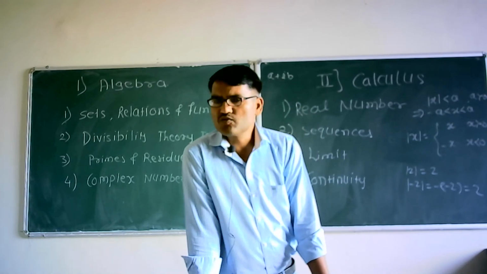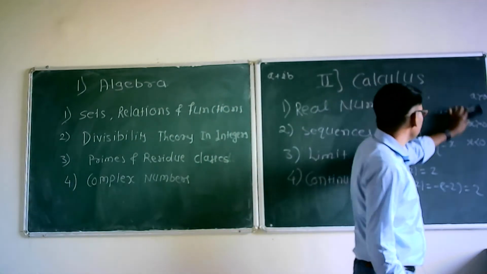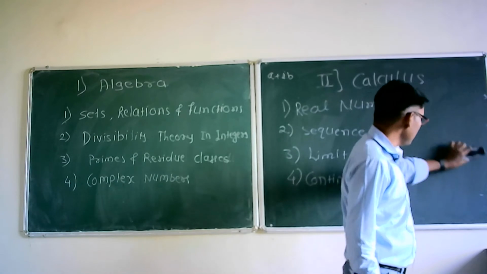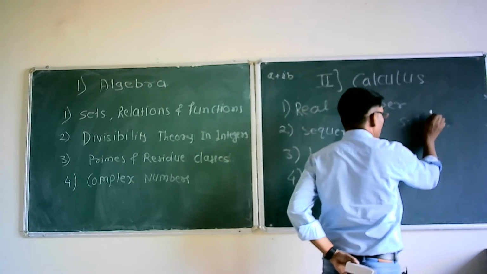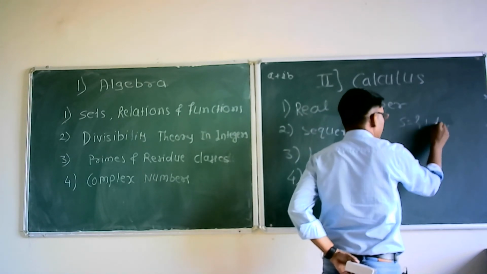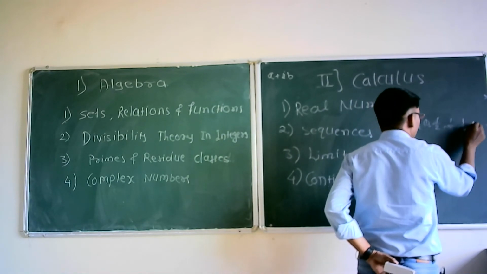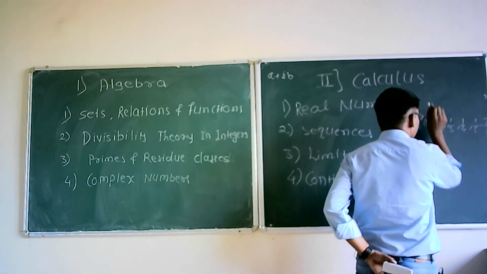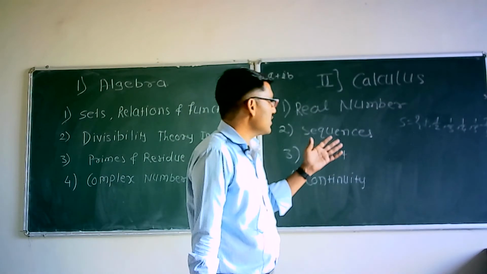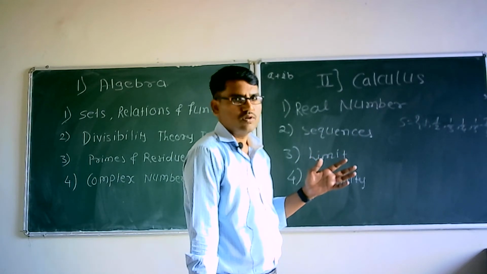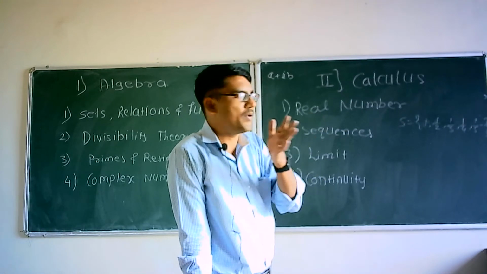Then again, important is the supremum and infimum of a set. Bounded set, upper bound, lower bound we are going to study in real number sets. For example, if this set is given: 1, 1 by 2, 0, 1 by 2, 1 by 3, 1 by 4, 1 by 5 and so on. Then what is an upper and lower bound? If you observe, all the numbers are less than or equal to 1, or less than or equal to 2, or 1.1, 1.2. So they are all upper bounds for this set.